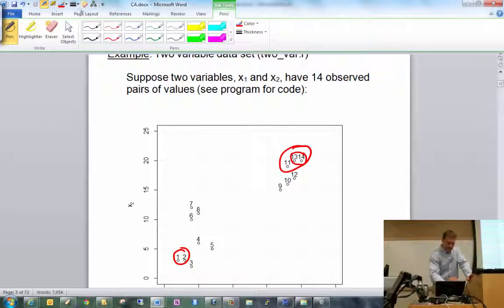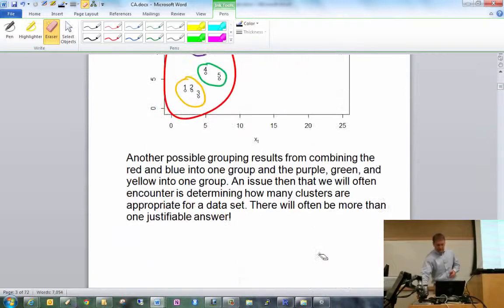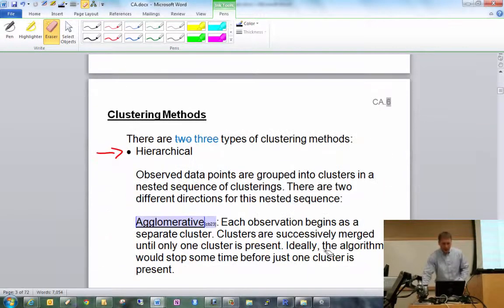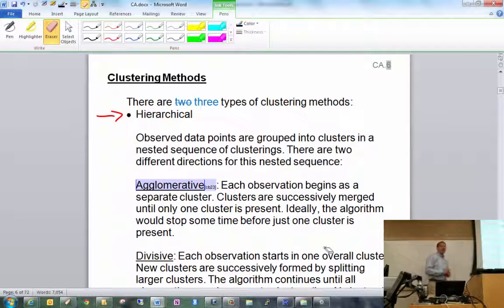And so now I have a cluster up there. And you keep on going and going and going until eventually you get to a point where maybe you just have 1 cluster. And so you can see how we're forming these clusters in a sequential manner. That's hierarchical clustering. And in particular, what I had just described to you was a particular kind of hierarchical clustering called agglomerative. Agglomerative, that word, if you're not familiar with it, means to gather together. So agglomerative begins with each observation as a separate cluster. Clusters are successively merged until 1 cluster is present.